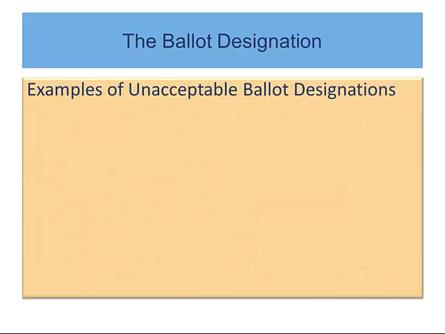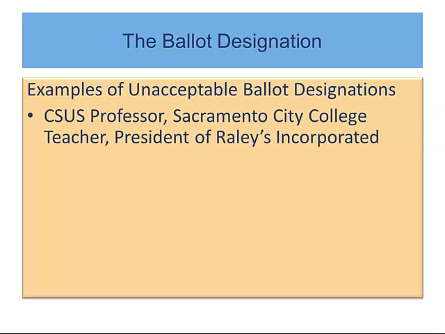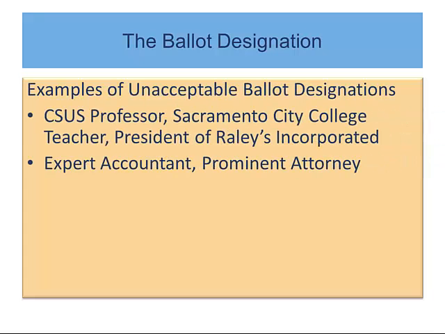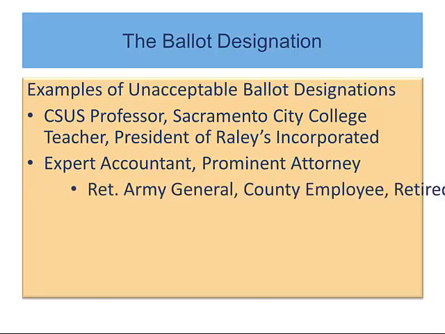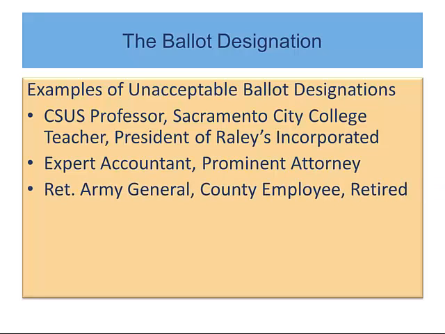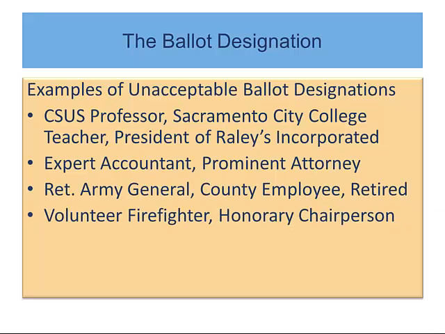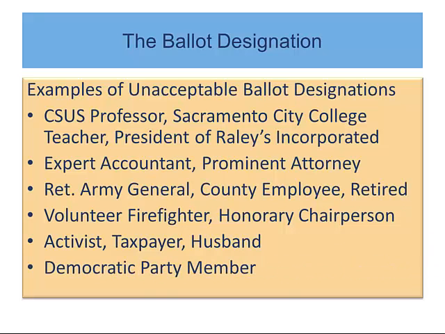To get an idea of what is unacceptable under the Elections Code, listed are a few examples of commercial identifications, an evaluation of qualifications, abbreviating the word retired or placing it incorrectly, a pro forma profession, a status, and the mention of a political party.